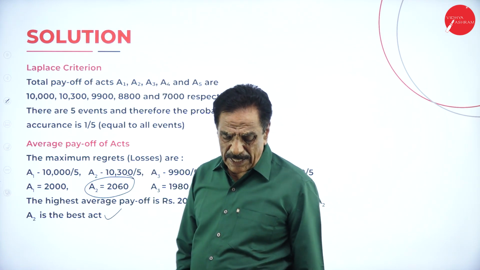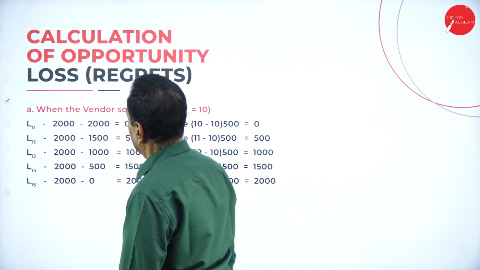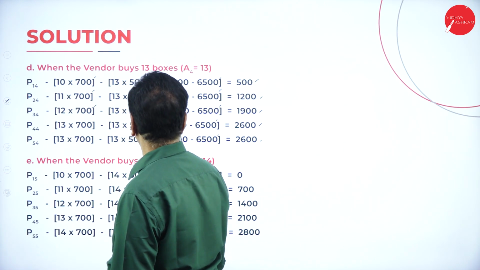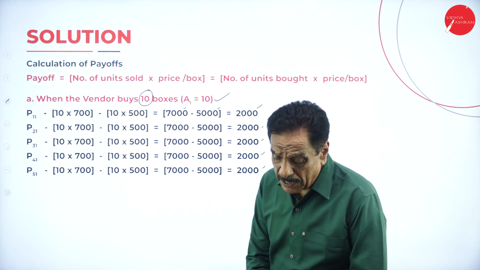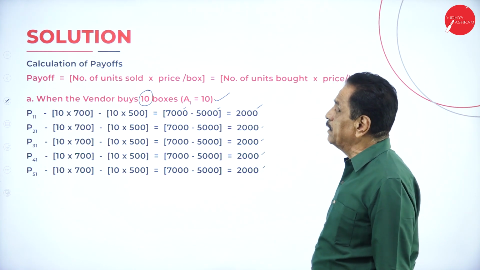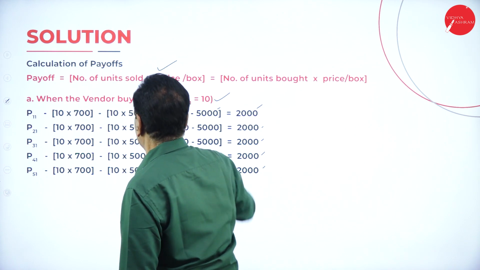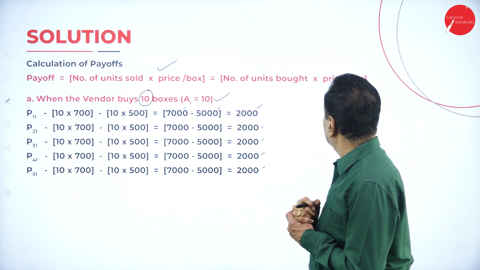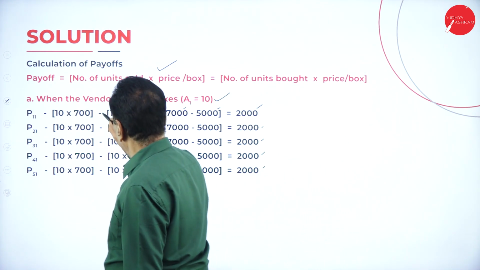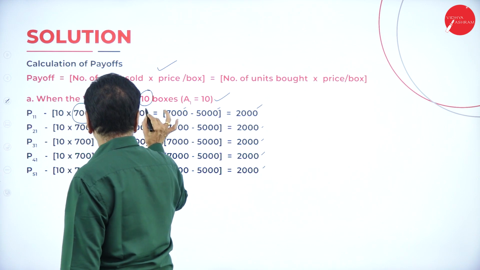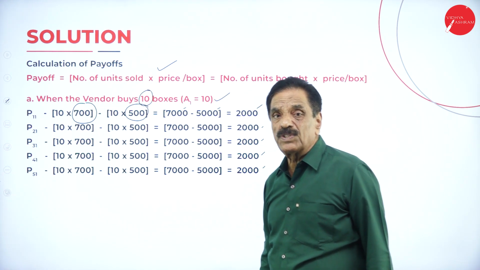Hope you understand this. I will repeat this table once again. You must be very careful about this table, it is very, very important. Slowly I will explain. Number of units sold multiplied by price per box, and number of units bought multiplied by price per box. They have given your selling price is 700 and your cost price is 500. They sold 10 to 14 boxes.